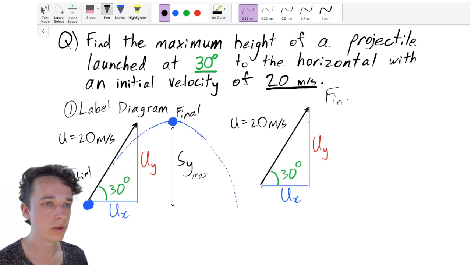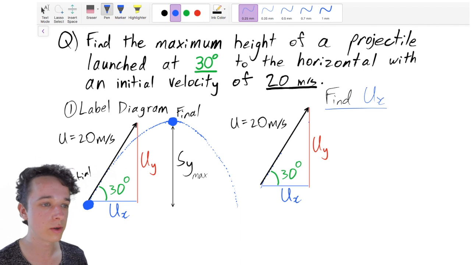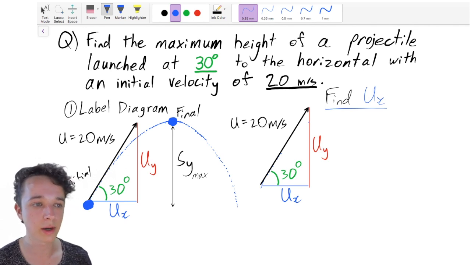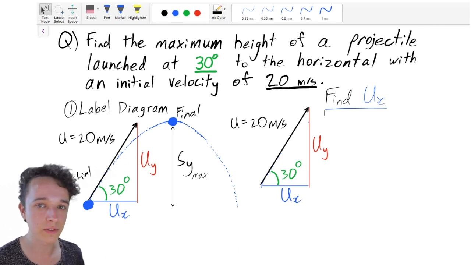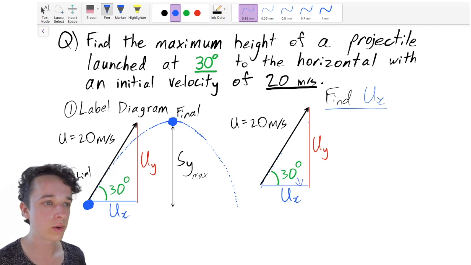So first up, we'll find ux. In order to find ux, we have to think about how it is related to the 30 degrees and the 20 meters per second, because those are the only two pieces of information that we have that are relevant. So first thing is that ux is adjacent to the 30 degrees, and this 20 meters per second is the hypotenuse of this triangle.